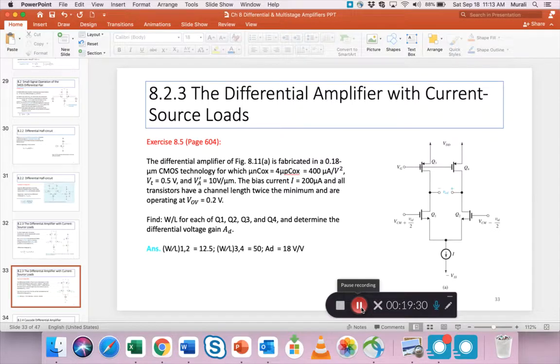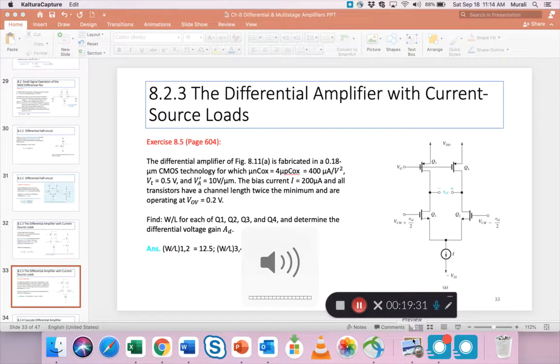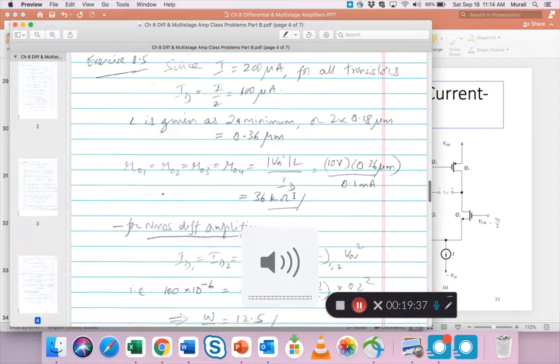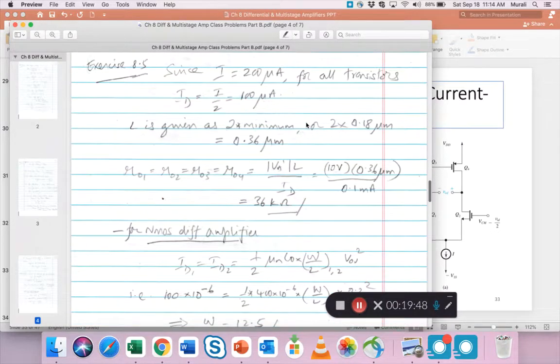Hold on one sec. Okay. I'm going to open exercise 8.5 here. I don't know why I keep getting that transistor or speaker signal symbol.